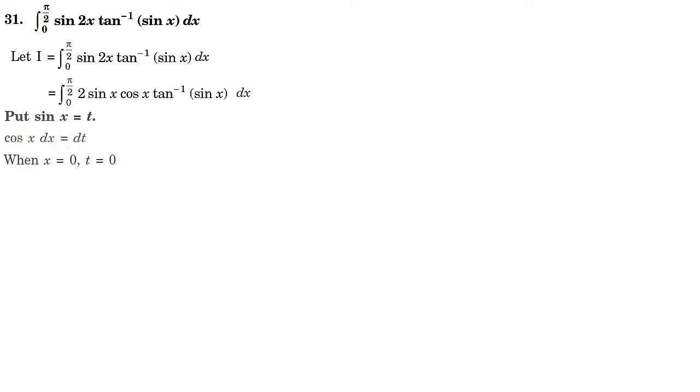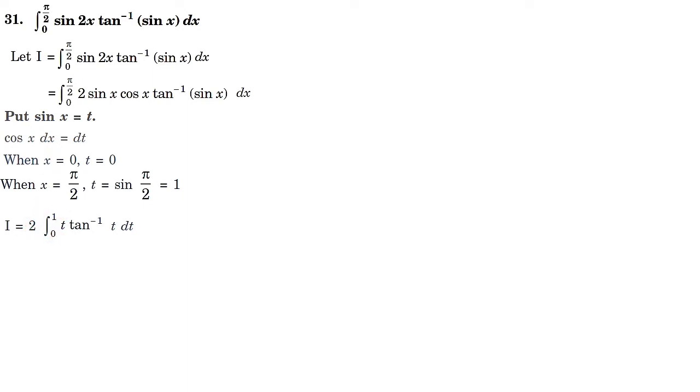Change the limit. When x is equal to 0, t will be sin 0, which is 0. Next, when x is equal to the upper limit, that is pi by 2, t is equal to sin pi by 2, which is 1. So the limit is changed from 0 to 1. That is 2 into integral 0 to 1. This 2 is a constant, kept outside.